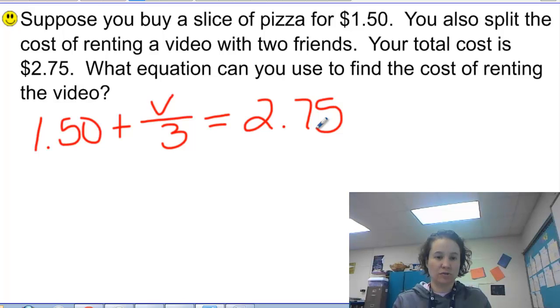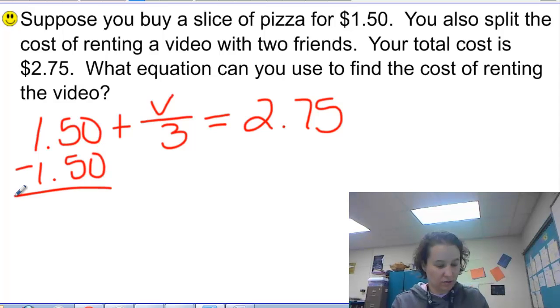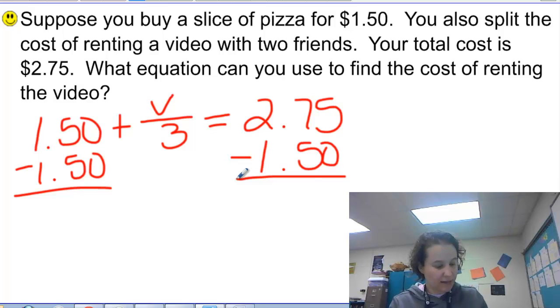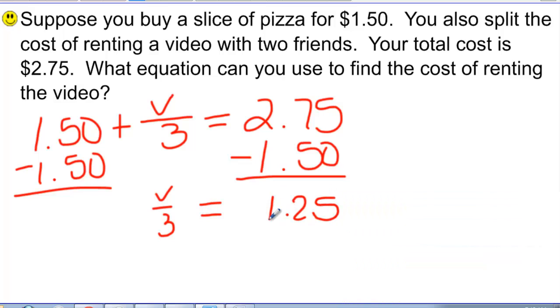So now I'm going to go through the same steps again. I'm going to first undo addition or subtraction. So I can see that $1.50 is being added on to the left side of the equation, so I'm going to undo that by subtracting, using the inverse operation of addition. And so over here on the left hand side, I'm just going to end up with V over 3 because $1.50 minus $1.50 is 0. And on the right hand side, I end up with $1.25.